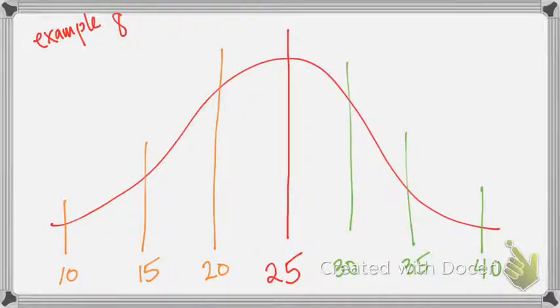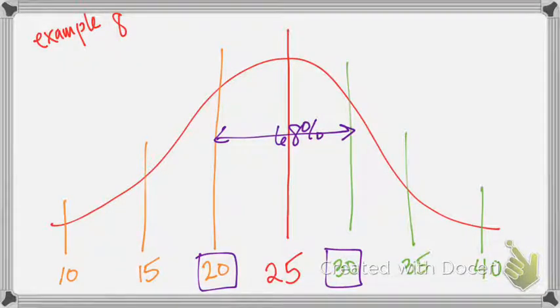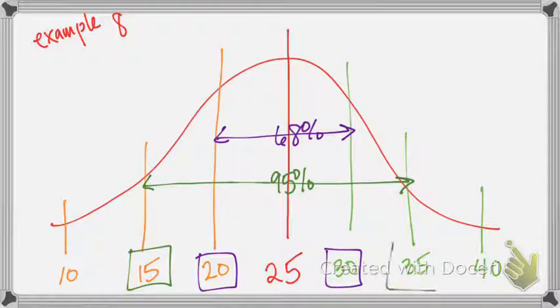So the question says, between which values does 68, 95, and 99.7% fall? So for the 68%, it would be between 20 and 30, because that's going out 1 standard deviation on each side. For 95%, it would be between which two numbers? 15 and 35. And then for 99.7, 10 and 40. Good.